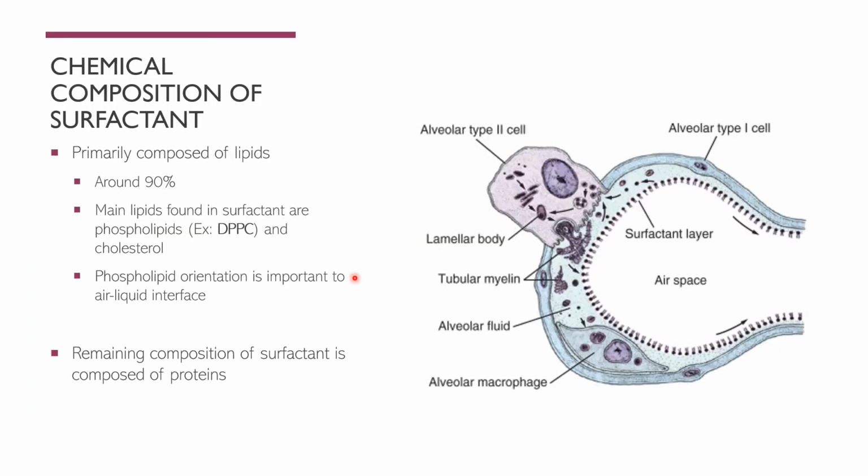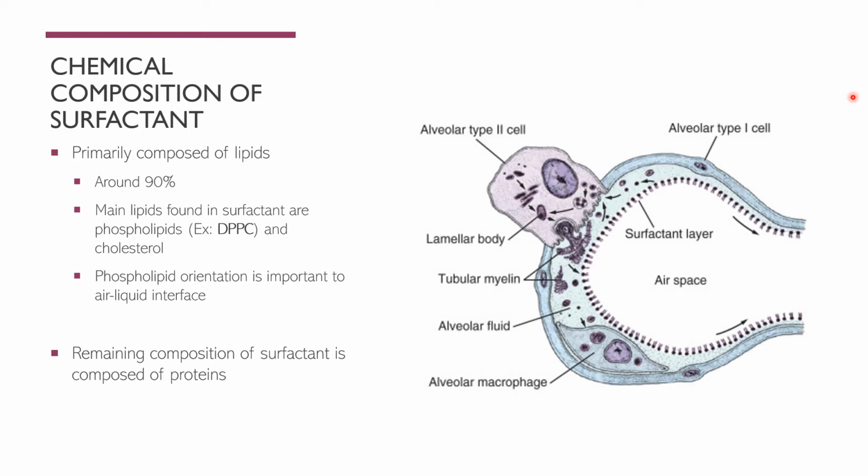Surfactant's role in reducing surface tension so that we don't have things like atelectasis or shearing forces is primarily found in its chemical composition. Surfactant is composed roughly of lipids, about 90%, and about 10% of proteins. The main lipids found in surfactant are phospholipids and cholesterol, and you can see the phospholipids here in the diagram. The phospholipids are unique in their design as they have a hydrophilic and hydrophobic region, which assists in breaking the surface tension of the water in the air-liquid interface.